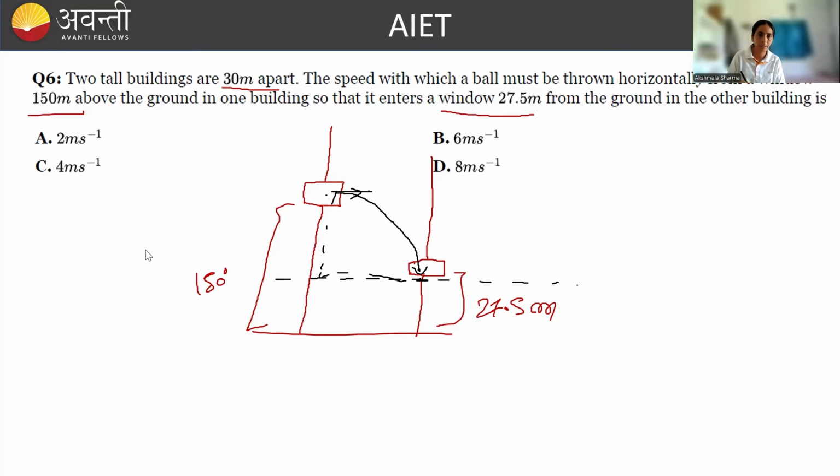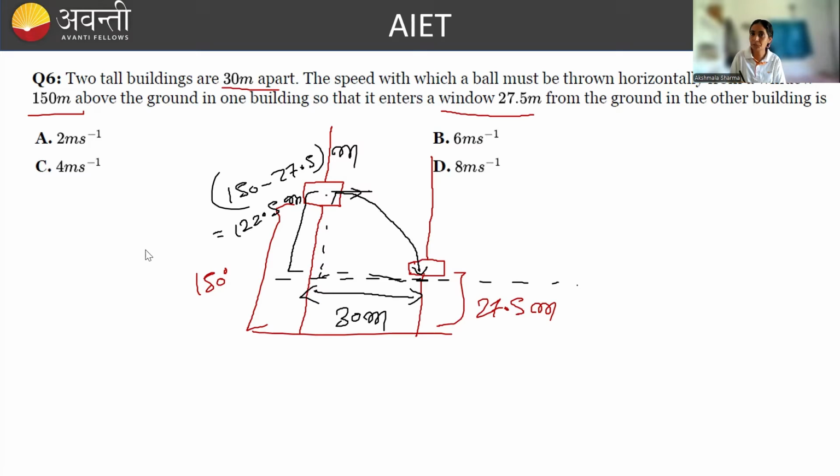Now, how can we calculate it? If you look at this projectile, it is getting thrown from what height? For that, you will do 150 minus 27.5 meters. So this will become 122.5 meters, right? Correct. Now, what is the range of the projectile? The range of this projectile is 30 meters, as in the question it is given that the two walls are separated by a distance of 30 meters. So this is 30 meters.